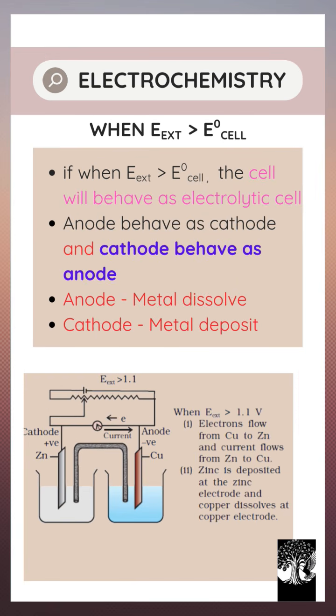Now we see what will happen when E external is greater than E naught cell. When E external is greater than E naught cell, the cell will behave as an electrolytic cell. In this case, the anode behaves as cathode and the cathode behaves as anode, but metal always deposits at the cathode and dissolves at the anode.